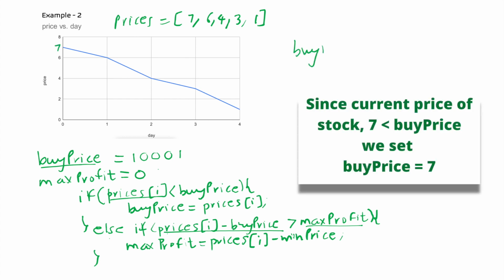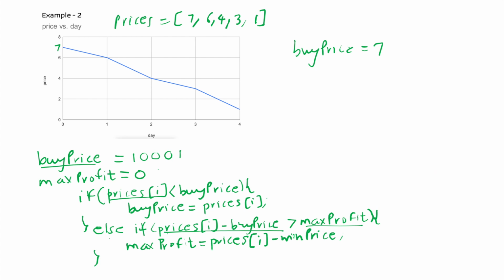On day 0, our buy price is 7. On day 1, we cannot sell to make any profit as the price is lower than the buy price. So we set the buy price to 6. On day 2, we see that price of the stock has gone down to 4. So this means that we cannot sell to make any profit. So that means we will set the buy price to 4.